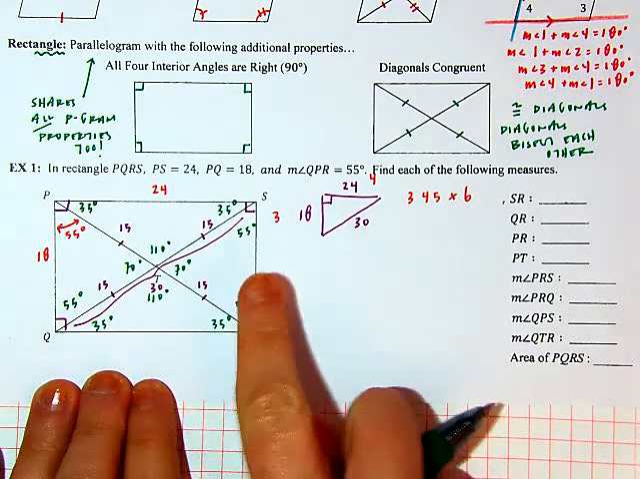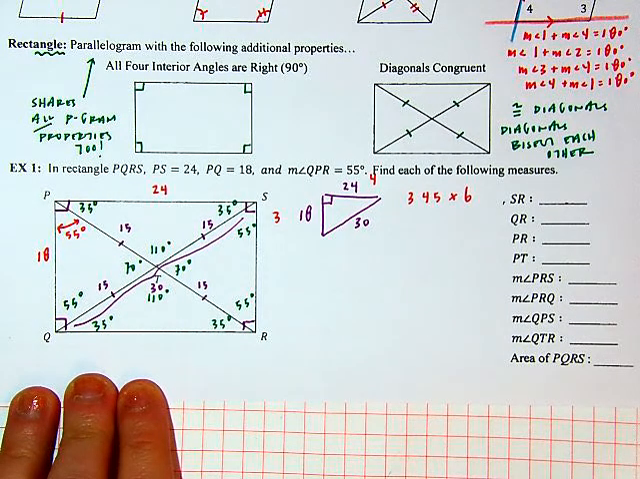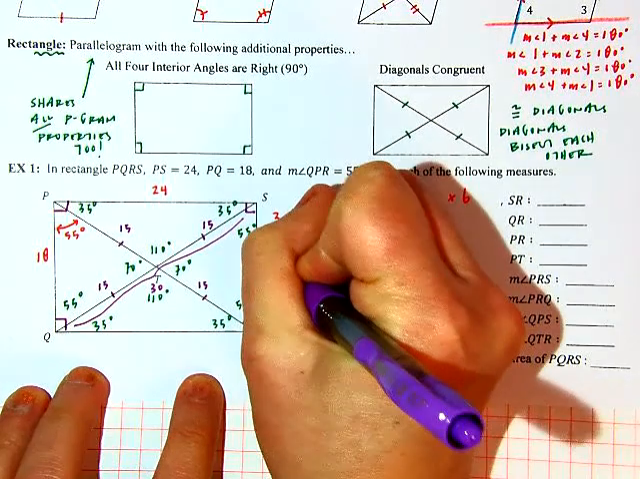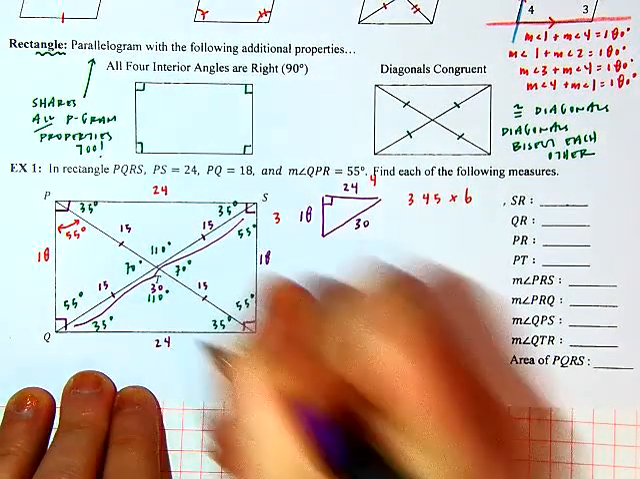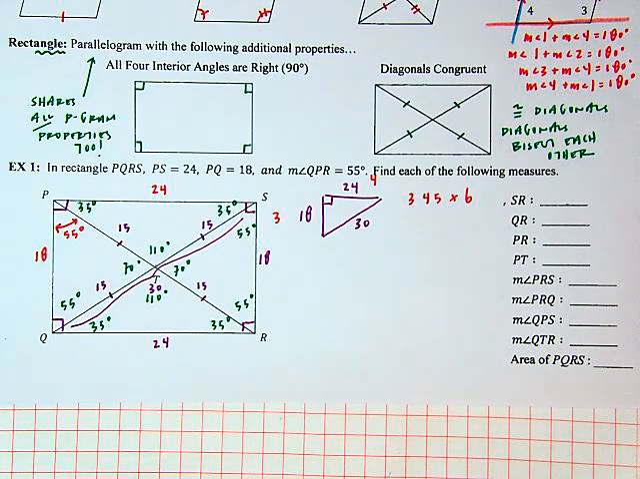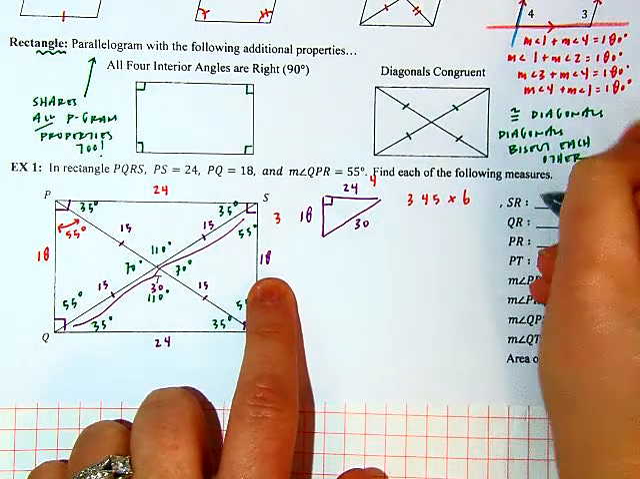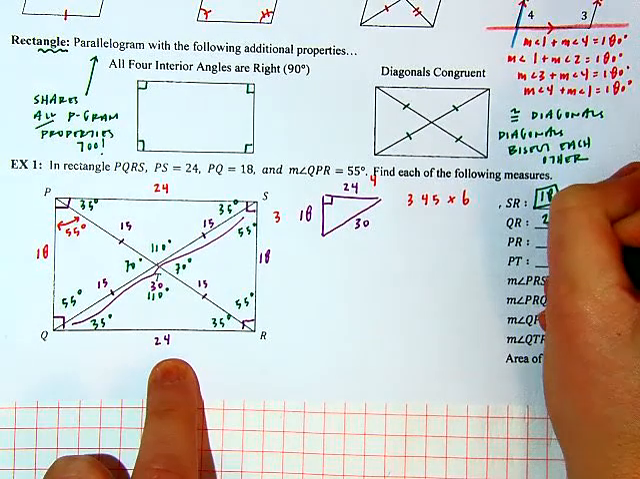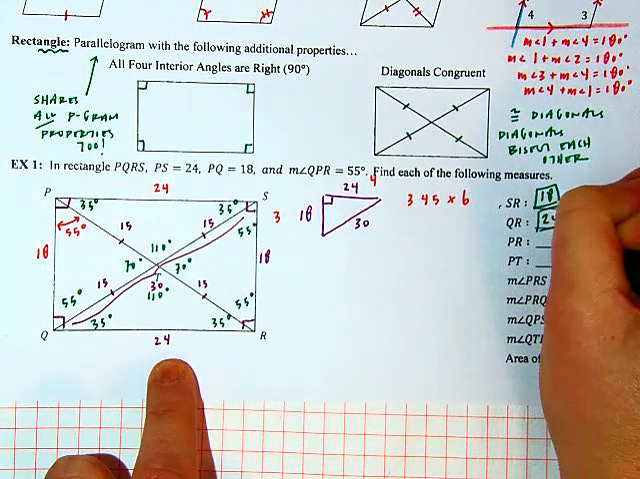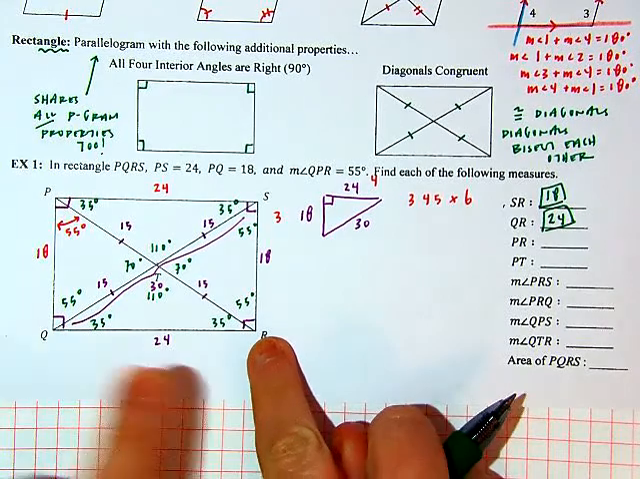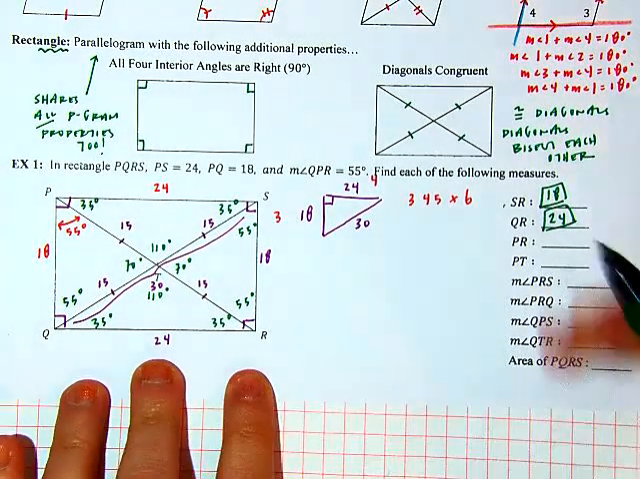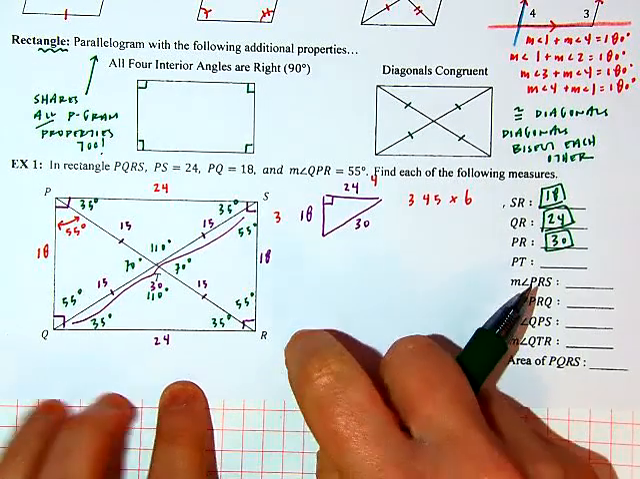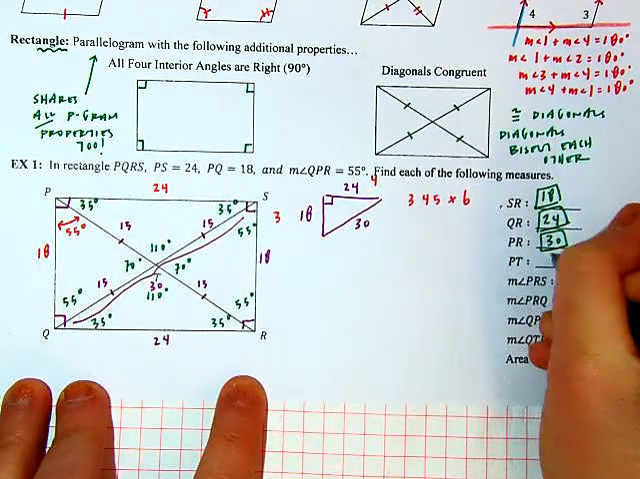So, oh, I need my opposite sides. I need one more thing. My opposite sides are congruent. It shares that with the parallelogram. So this would be 18 and this would be 24. And now I've connected all my pieces. All right, so SR here is 18. QR is 24. PR, the diagonals are congruent, so 30. And then PT, so P to T right there is 15.